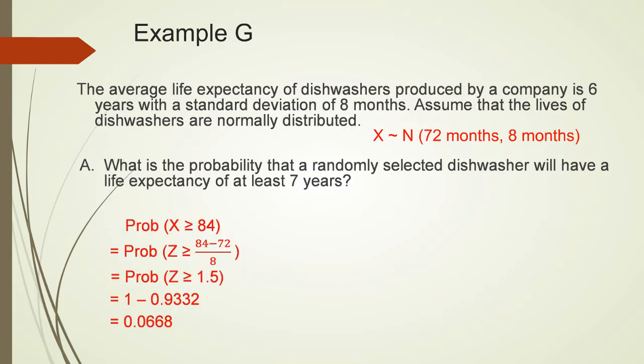Part A asks to find the probability of X being greater than 7 years, that is 7 times 12, 84 months. We cannot look up 84 directly from the z-table because 84 is an actual observation. We would have to convert it to a z-score first. After subtracting the mean 72 and dividing by the standard deviation of 8, 84 is converted to a z-score of 1.5. The area to the right of 1.5 is the same as subtracting the area to the left of 1.5 from 1. That is 1 minus 0.9332, and the final answer is 0.0668.